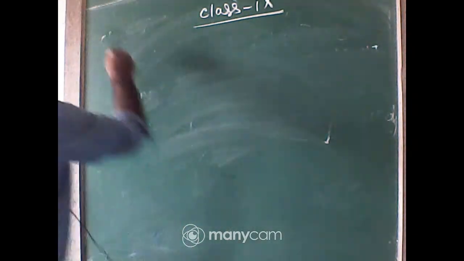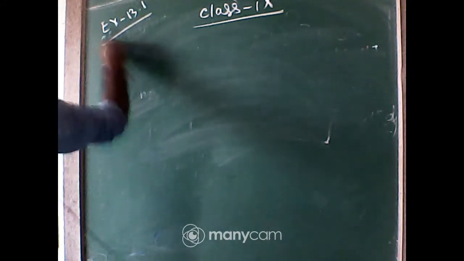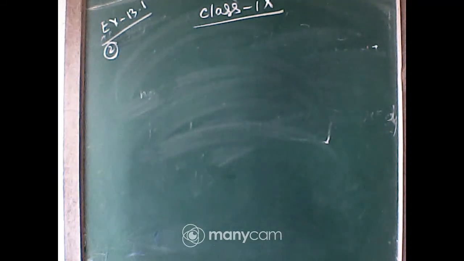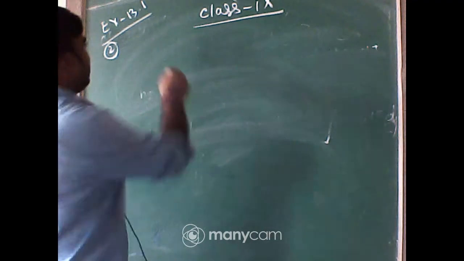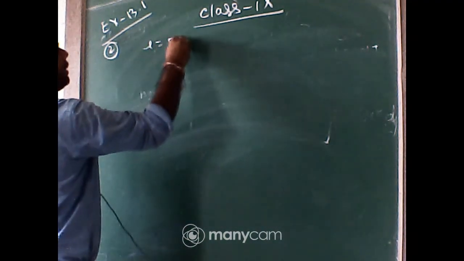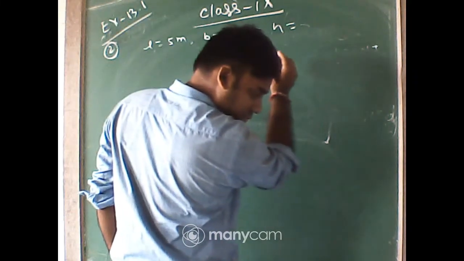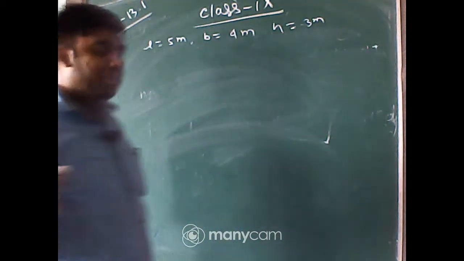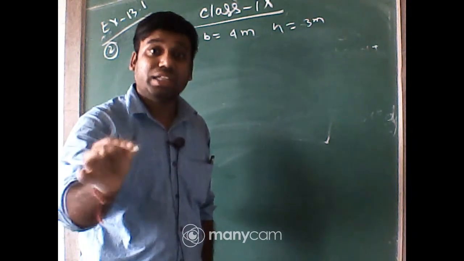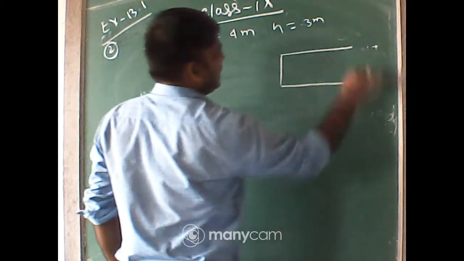Okay. Exercise 13.1 and sum number 2. Here it is given the length, breadth and height of a room. So length L equals 5 meter, breadth equals 4 meter and height equals 3 meter. One thing is clear: length, breadth and height, the three measures are different. It means it is a cuboid. The room shape is cuboidal.